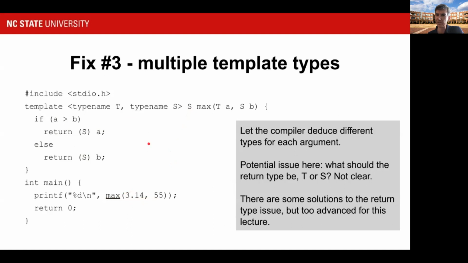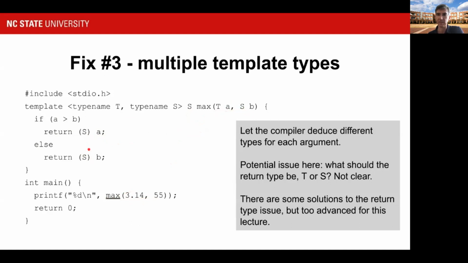But is that really what I should have? Should I always match the second argument? It's a little bit weird, okay? It's not really clear that my return type should be forced to be T or S. But it's also not clear if it's not T or S, what it should be, because it can't be both T and S at the same time.